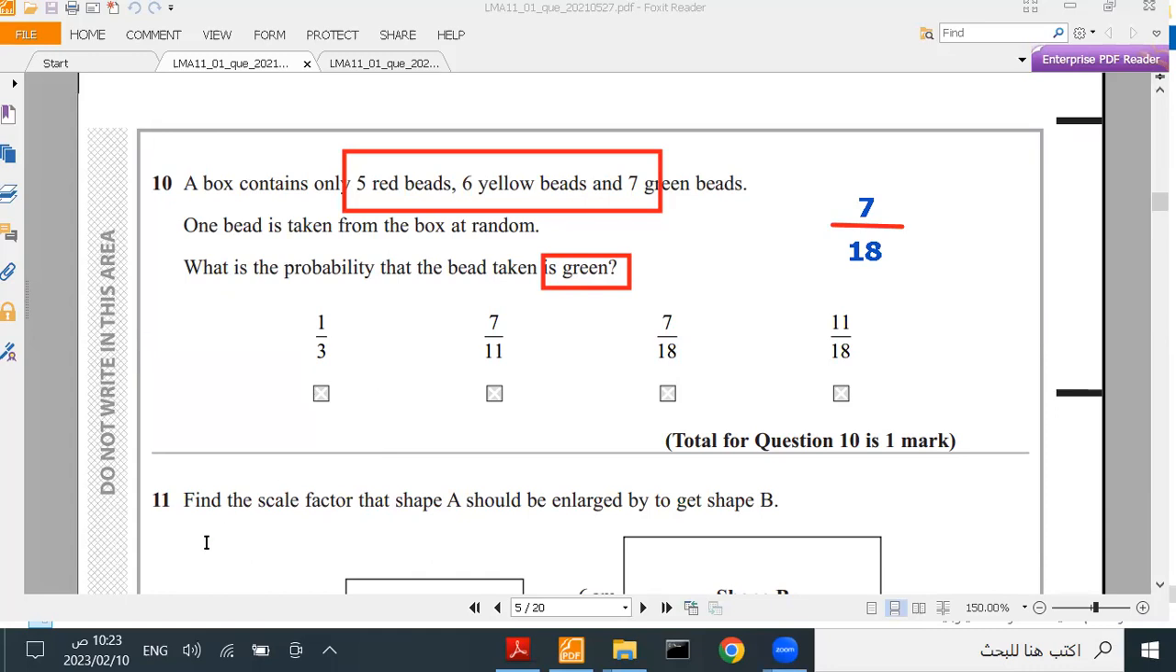Good. This is probability. You took this last year. Now you have to focus on the number of beads. You add them together to get the number below, the denominator.